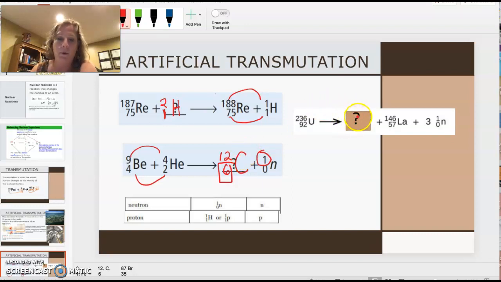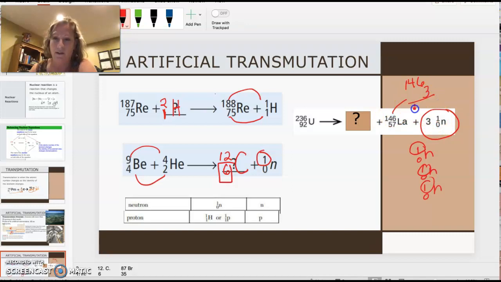Here's one that's a little bit more complicated, and I wanted to show you one like this because you'll see some of these on your assignment. Again, it's the same rules. The only thing that's different is this: that 3 neutron really means that I literally have 3 of them. So that means that I have a total mass number of 3. And 3 plus the 146 is 149. And I need whatever's missing here plus 149 to add to 236.